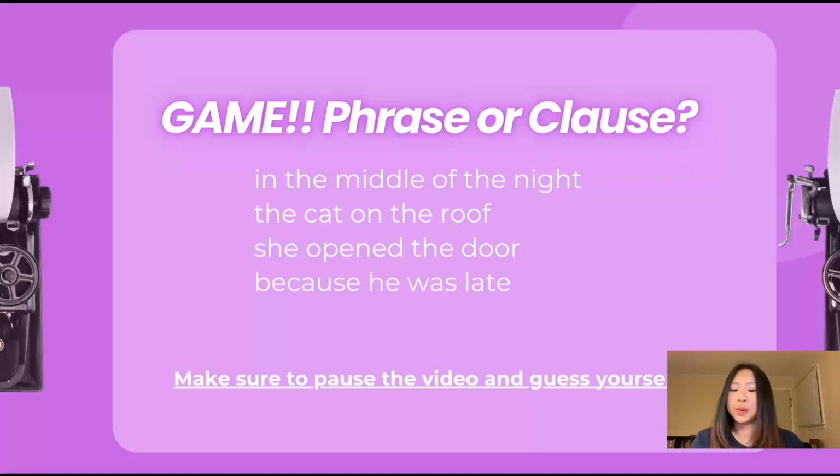And our fourth example is a little tricky. It's because he was late. So pause if you think that's a phrase or clause. This one is a clause, but it's a dependent clause. It has a subject, right, he, and it has a verb, which is was, but it can't stand alone because it feels like we're missing something.